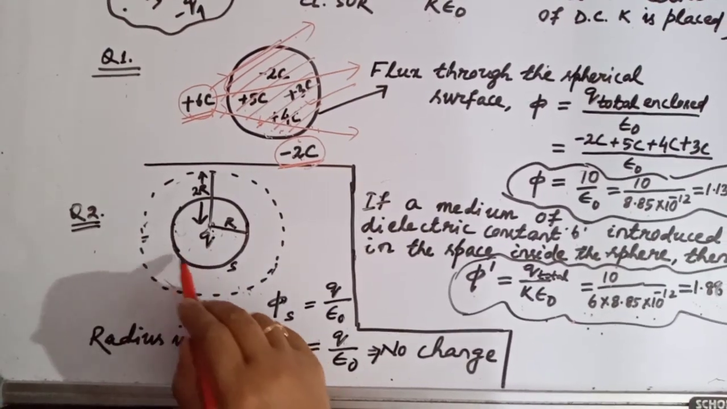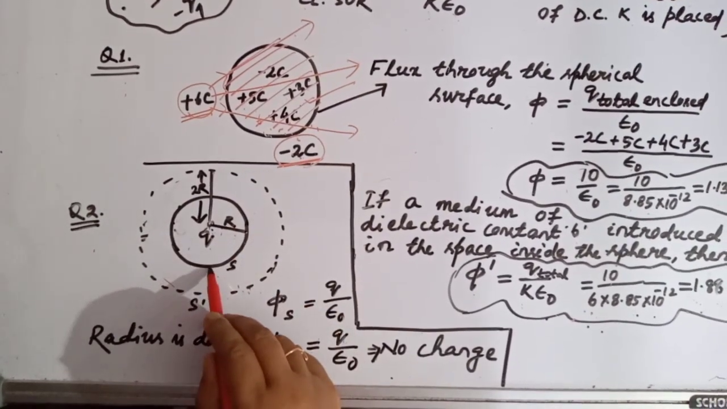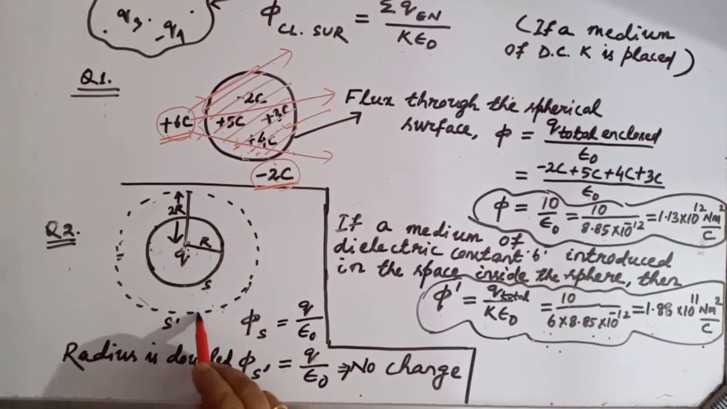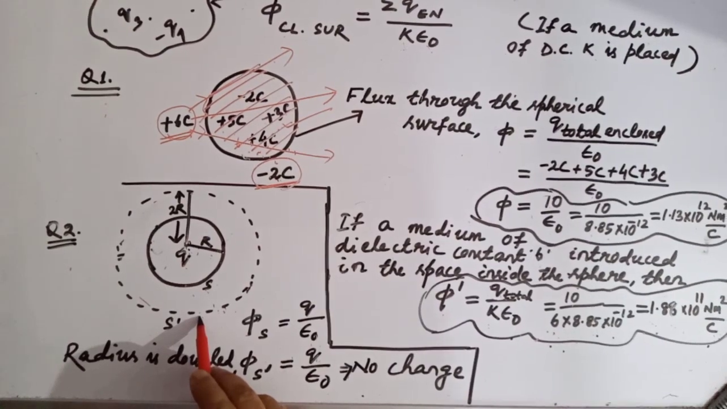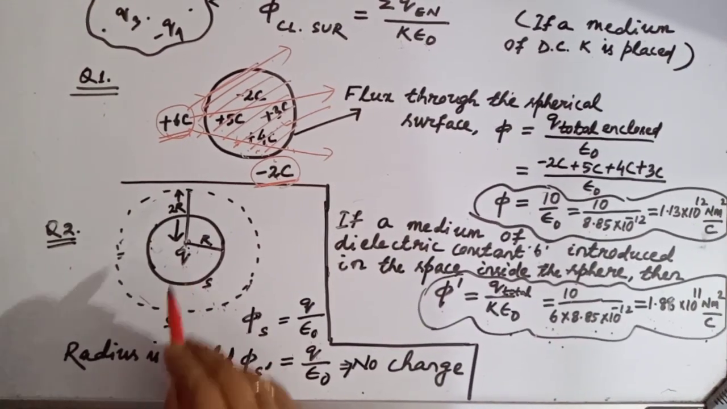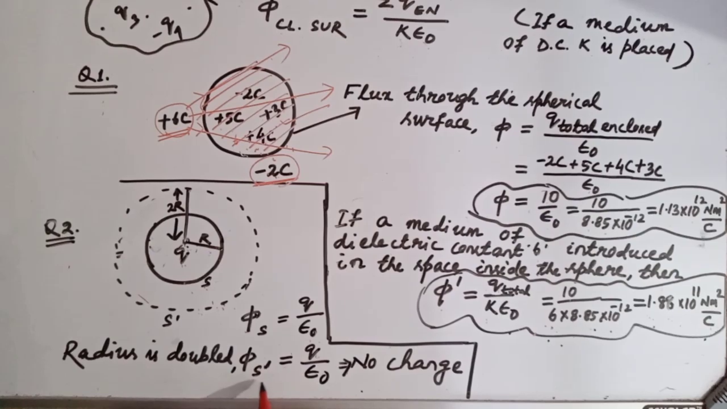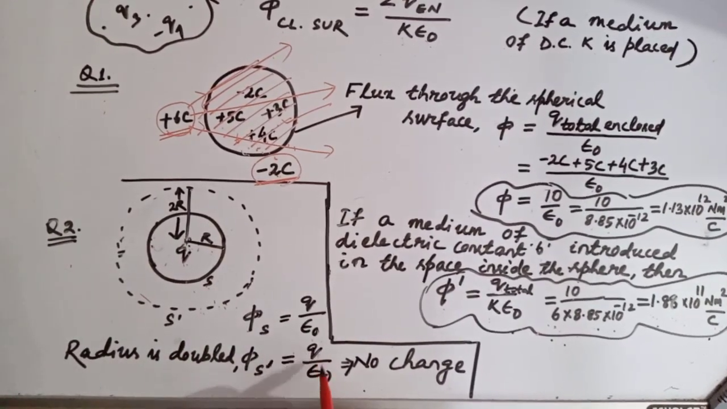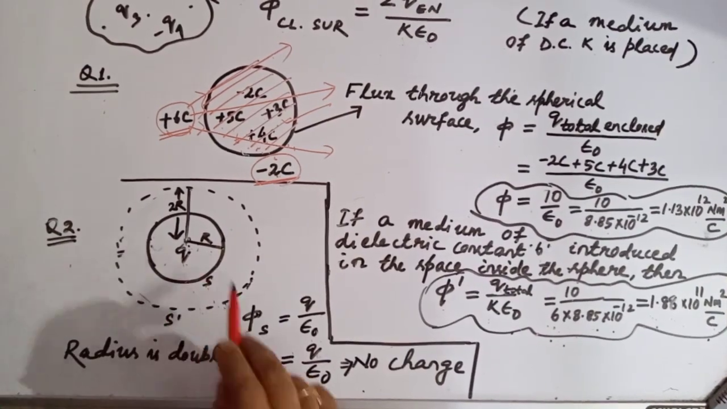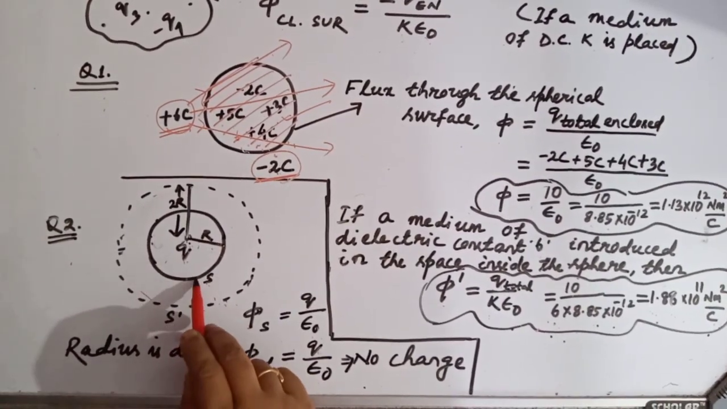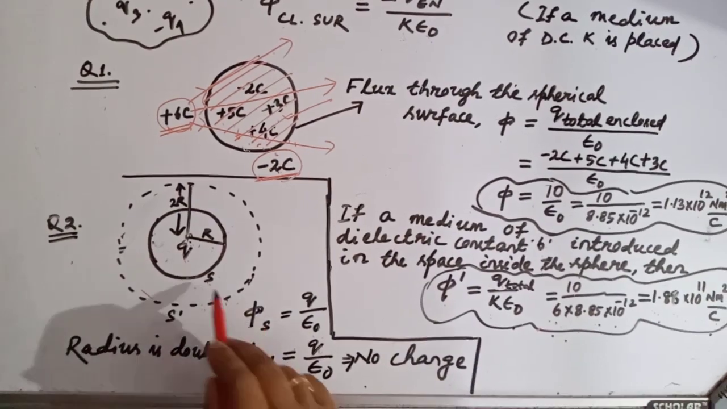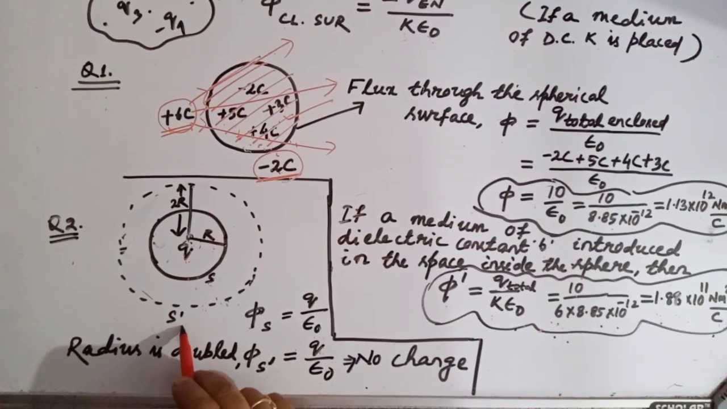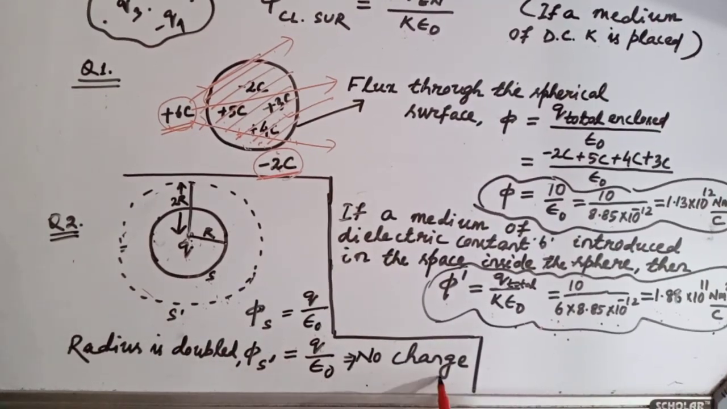You see how much charge is enclosed by this small sphere? Consider the larger sphere having radius 2r. How much charge is enclosed? It is again Q. So the flux through the surface S dash, this one is S dash, is again Q by epsilon naught. There is no change in the charge enclosed by the surface. So flux through this surface S is equal to the flux through surface S dash. There is no change in the flux.